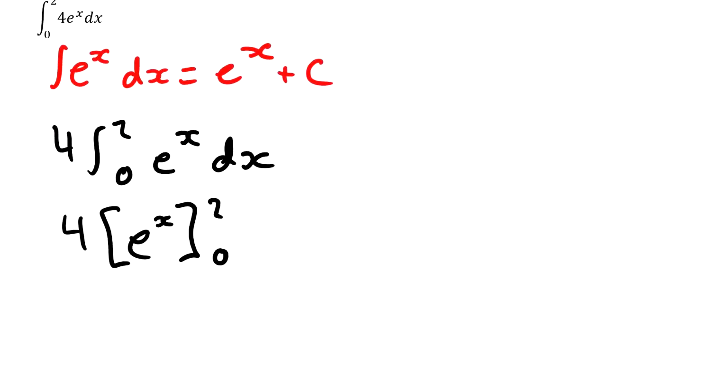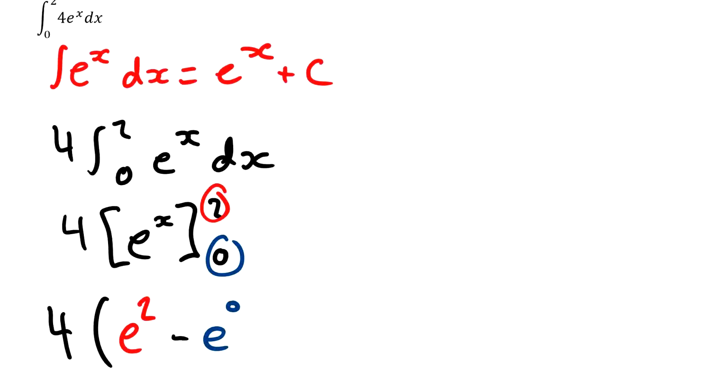Now remember, when you're integrating a definite integral, you've got to find your e to the power of 2 and then minus your e to the power of 0. So I'll do it in colors. We're going to do red for this one, and we're going to do blue for this one. So we keep 4 there. We then get e to the power of 2, and we subtract e to the power of 0.